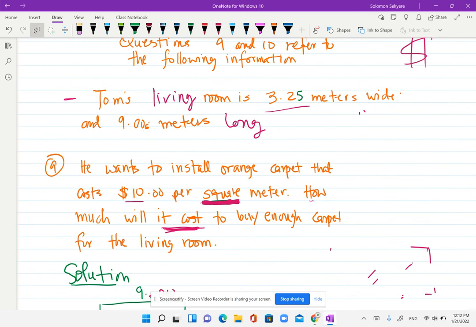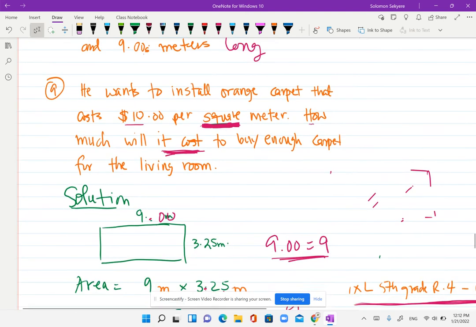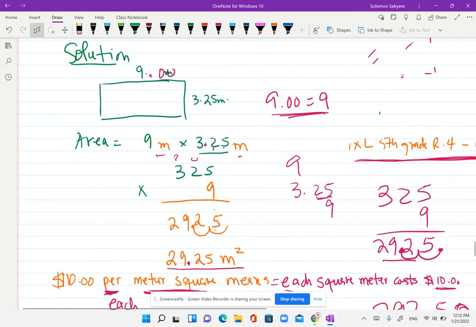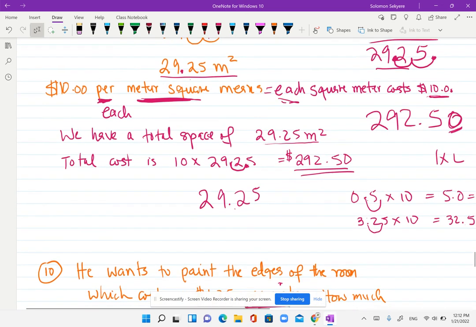So what do you need to do in this question? You need to find the total area. When you find the total area, you're not done. You need to multiply by how much it costs per square unit, and then you get your final answer. So it's multi-step. Find the area, multiply by how much it costs per square unit, and that's your answer.